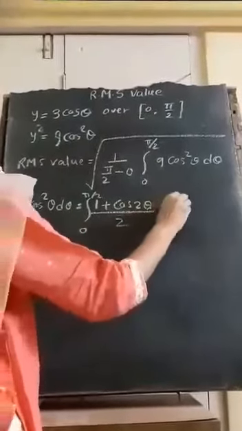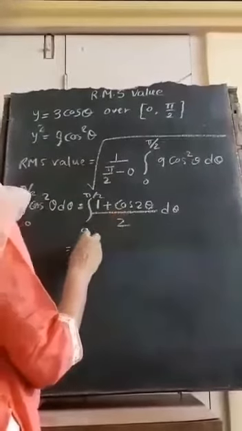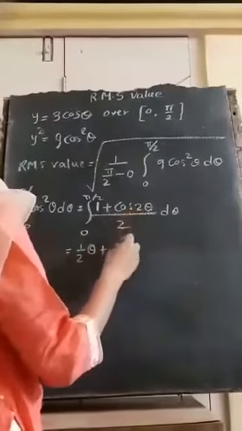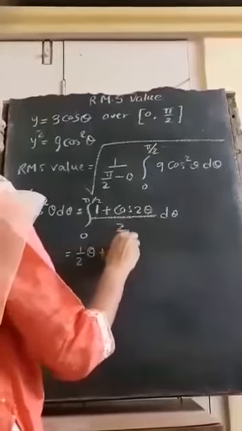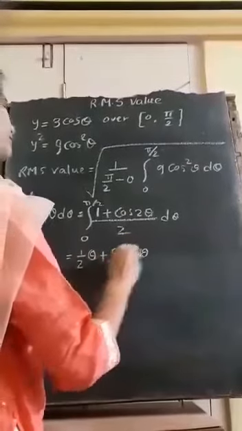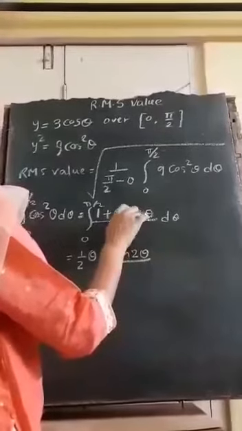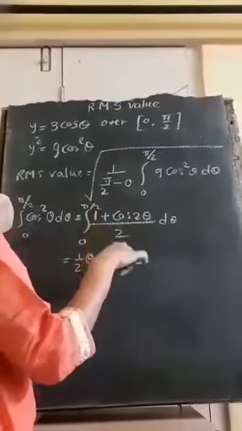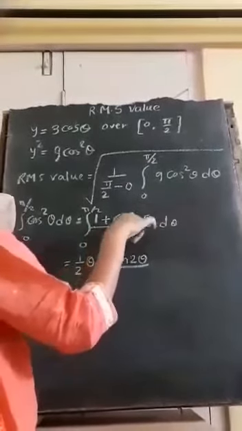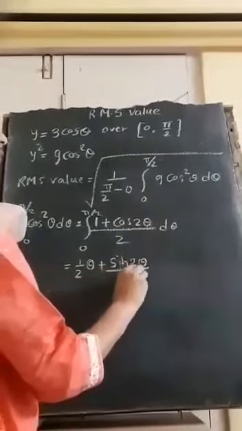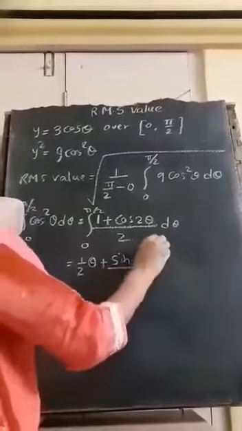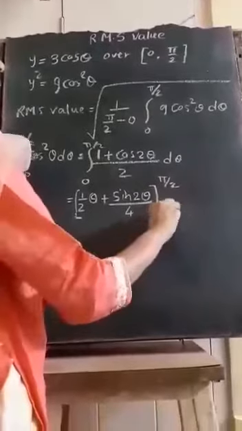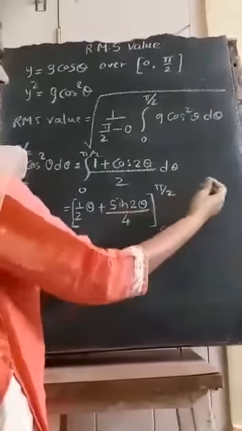Now both the terms we will integrate separately. What is integration of half? It will be half theta. What is integration of cos? Cos integration is sine, as sine derivative is cos. So this by 2 is there and derivative of 2 theta. So instead of upon 2 it will become upon 4 and the limits are pi by 2 and 0. So I think I'll write here.